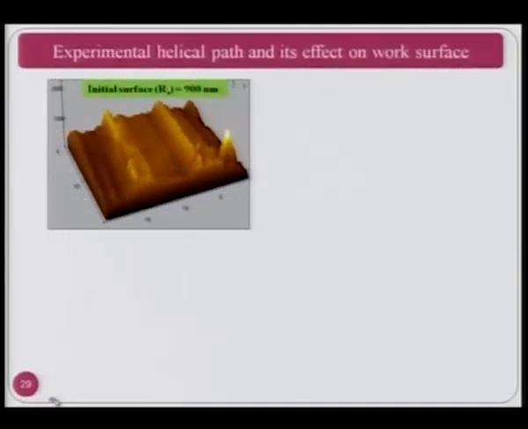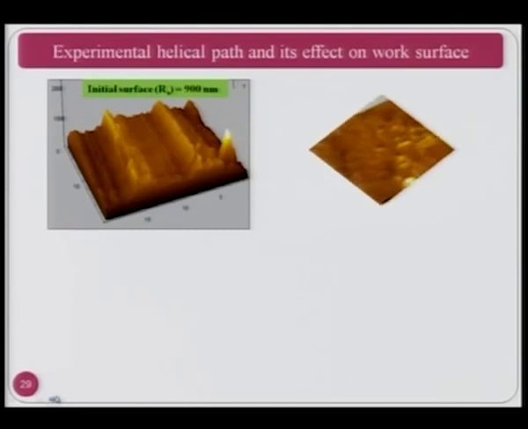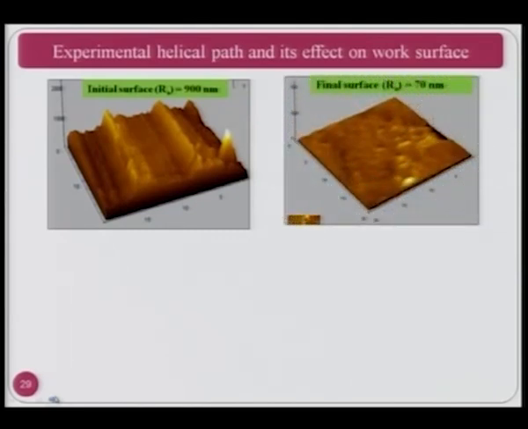Experimental helical path and its effect on workpiece surface. Now you can see here, this is the initial surface roughness, that is 900 nanometer on the ground surface, and after finishing with RAFF one is able to obtain 70 nanometer, and you can clearly see the difference in the surface texture and surface quality after RAFF.